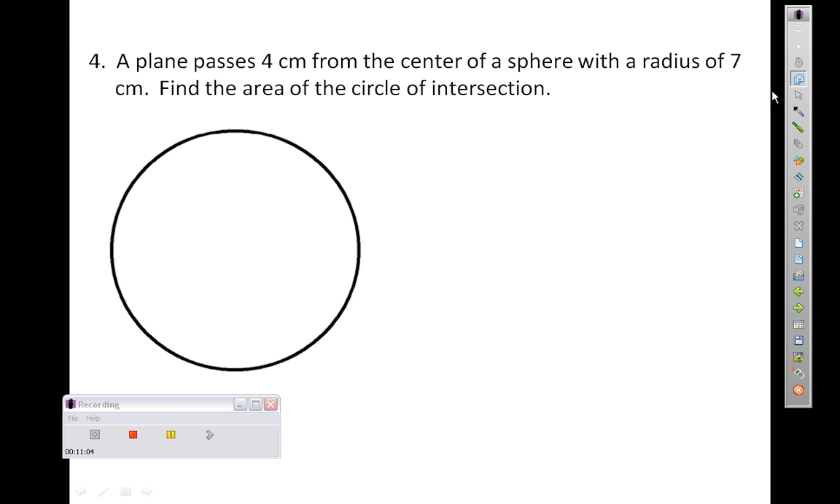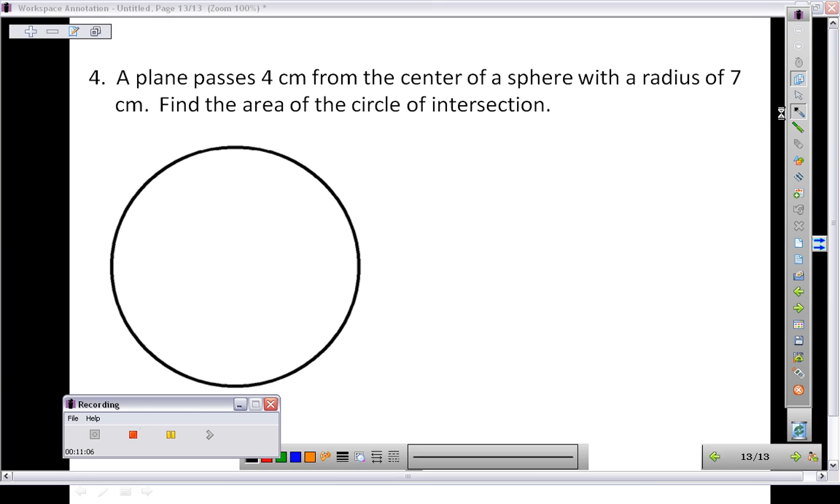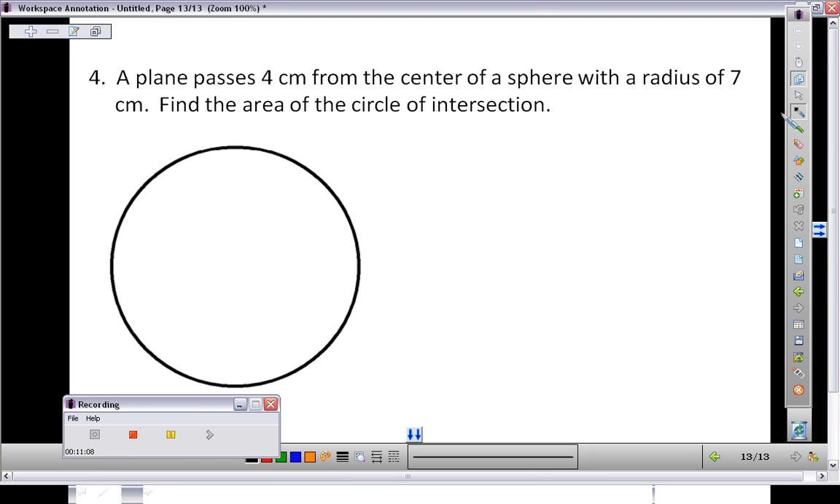Moving on. These last two examples, we're still talking about a plane passing through a sphere, but just not at the center. This time, as you can see, a plane is going to pass 4 centimeters from the center of the sphere. So I'm going to do my best to draw this in. So think about a plane passing like that through the sphere, 4 centimeters from the center.